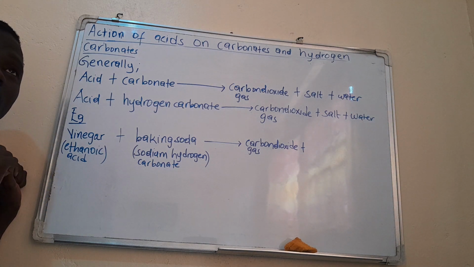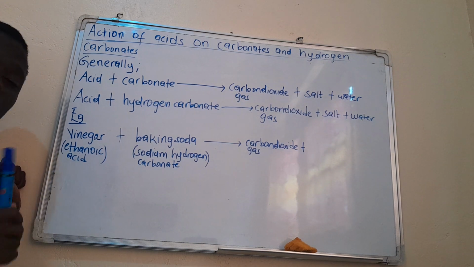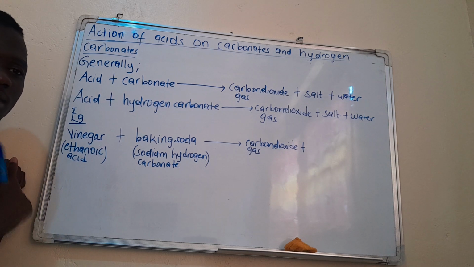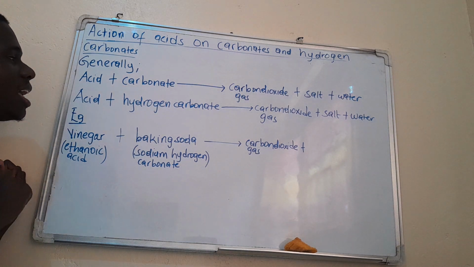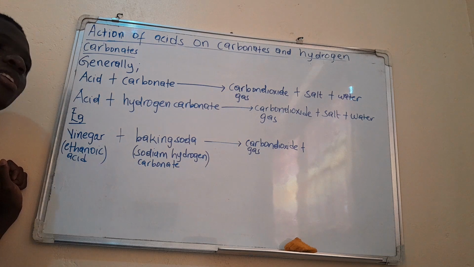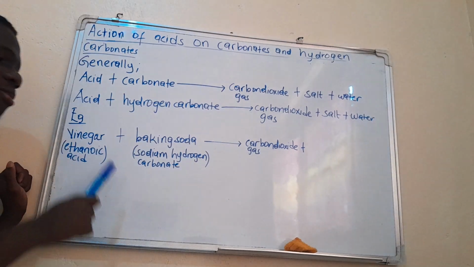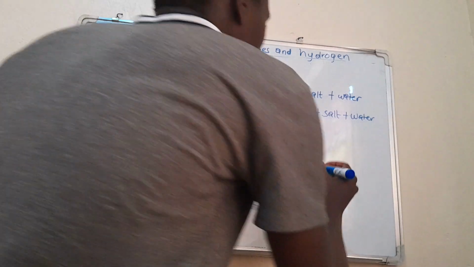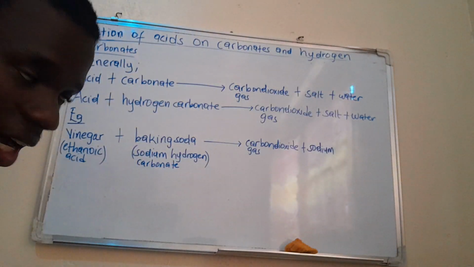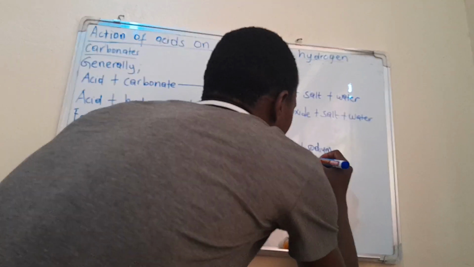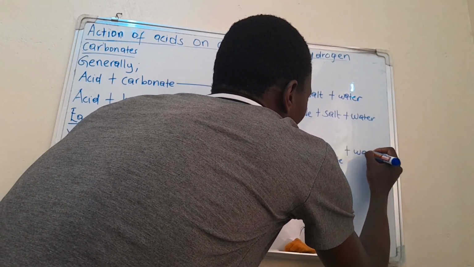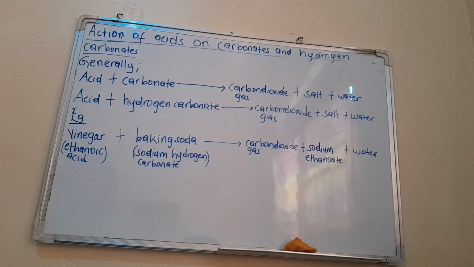If you remember our introduction to salts, ethanoic acid forms salts which are commonly known as ethanoates. Ethanoic acid forms ethanoates, sulfuric acid forms sulfates, hydrochloric acid forms chlorides. So here the name of the salt is an ethanoate, so it will be sodium ethanoate. Then plus our water. So this is the word equation.